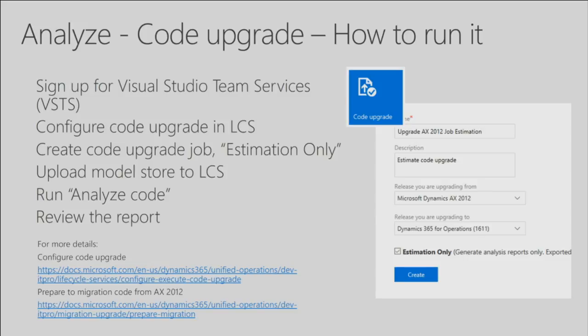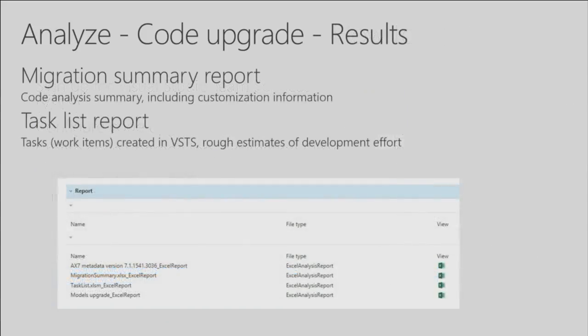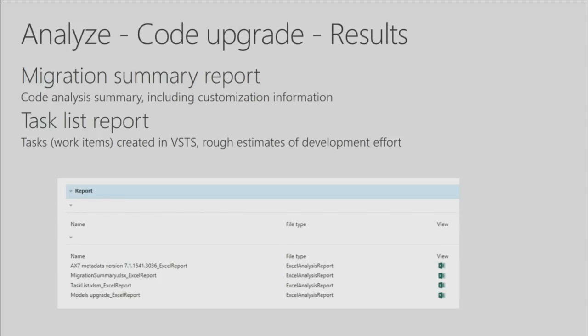You configure code upgrade in LCS, basically linking the LCS project to your VSTS project. You create a code upgrade job. You select that it's an estimation only. You upload your AX2012 model store to LCS, and you run the upgrade. At the end, you end up with a summary report.